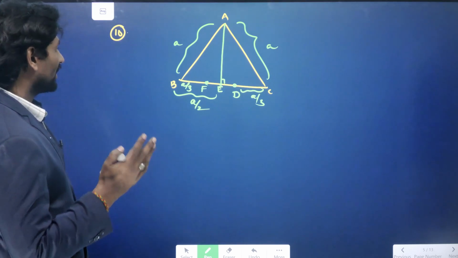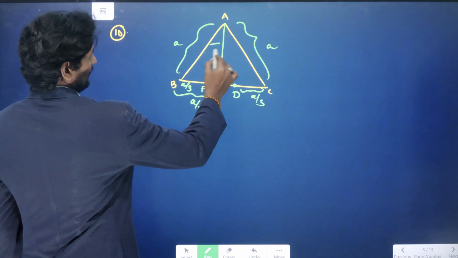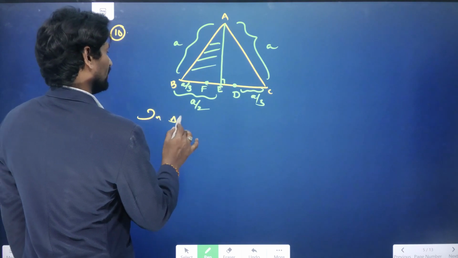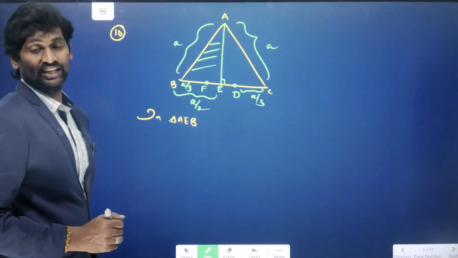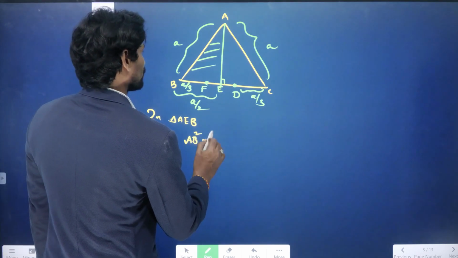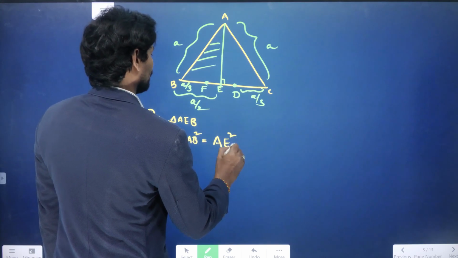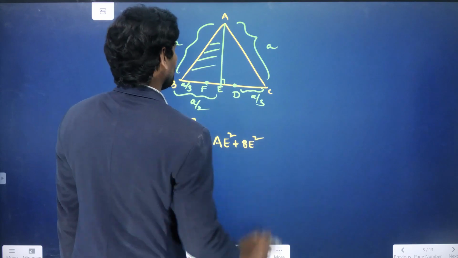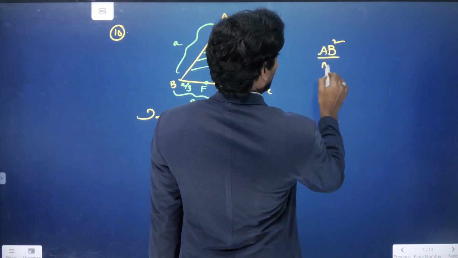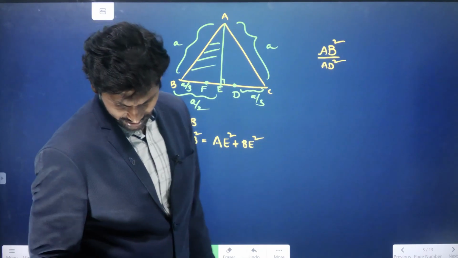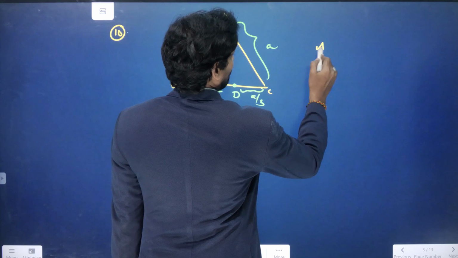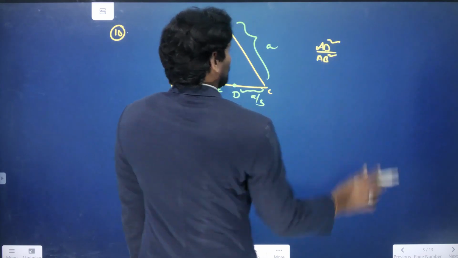Now in triangle AEB, which is a right angle triangle, try to apply the Pythagoras theorem. Hypotenuse square, AB square, equals AE square plus BE square. But we need to find the AD square by AB square value. Sorry, AD square by AB square, the reciprocal. AD square by AB square is what we should find.